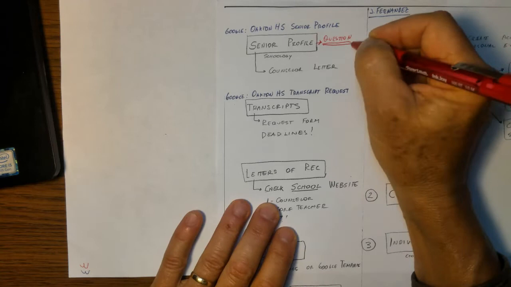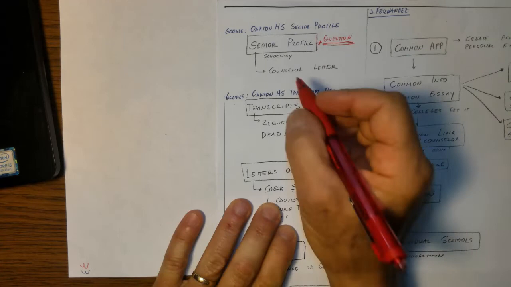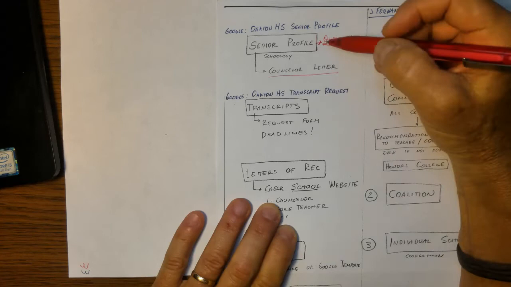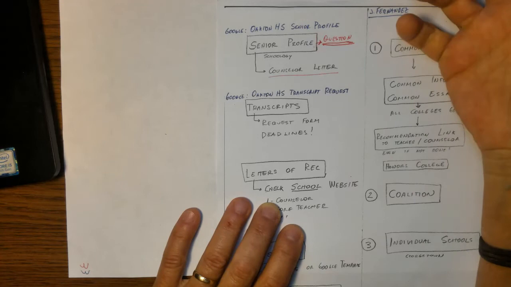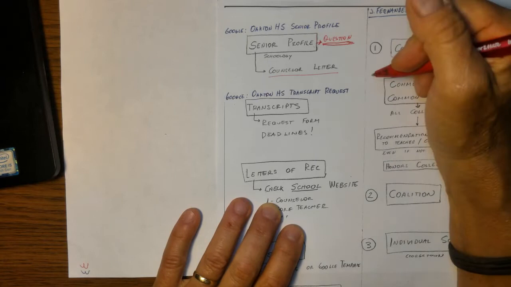The reason the counselors ask for this senior profile and all these questions is because they need to write you a letter, usually for college, and some of the information they are going to get out of the senior profile. So please do a very good job answering this, because it's good material for your counselors to write your letter of recommendation. Where can you access this?